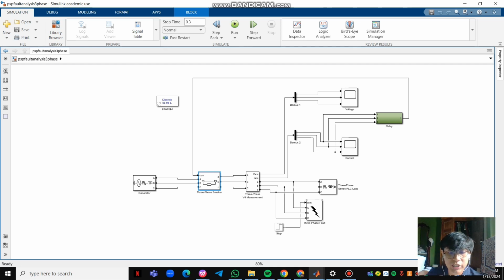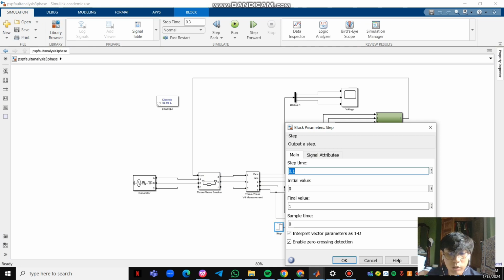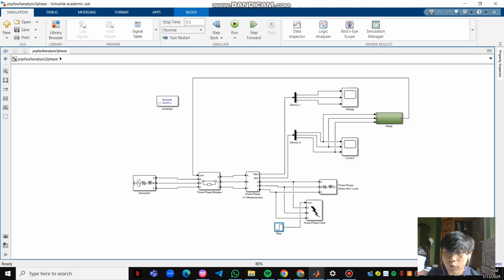Then we go to the three-phase fault, which will be induced in the current before the load here. The three-phase fault will occur when the step function here is actuated by this mechanism. Basically the step time here is 0.1. Whenever the step time is 0.1, the pulse will be generated from the step time into the three-phase fault, and the fault will occur here.